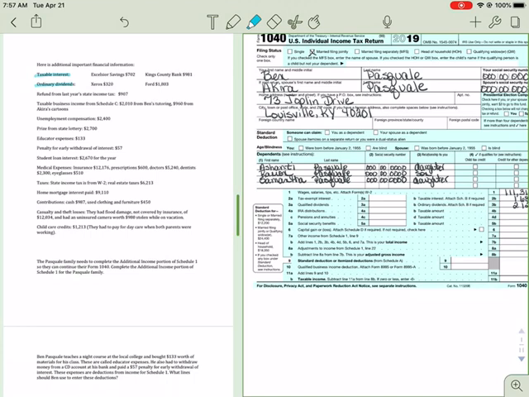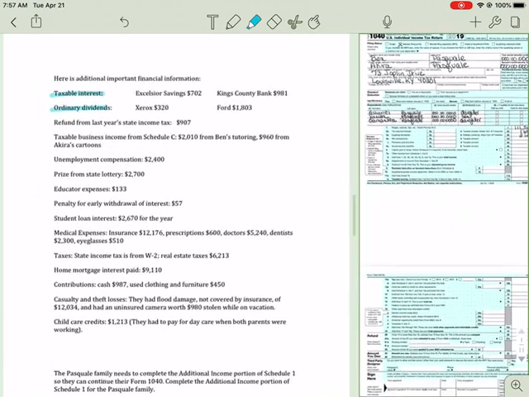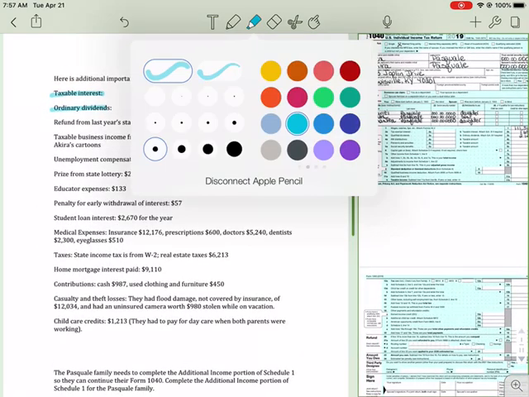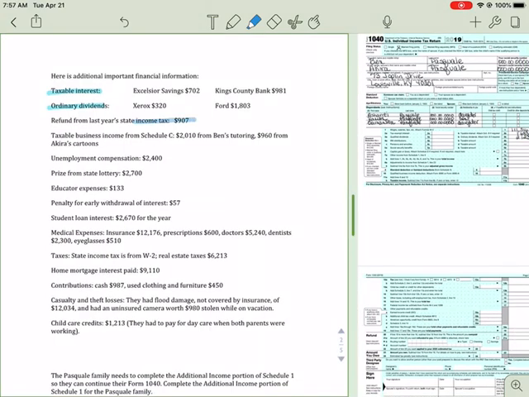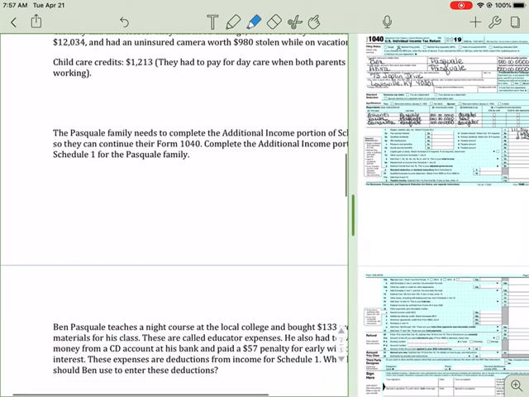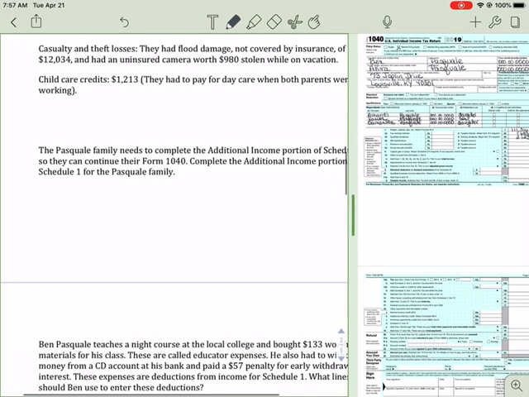Okay, so we're going to need to look at their Schedule 1. Now, we've been at Schedule 1 before, like the state lottery and so on and so forth, but they have additional stuff. So in the Schedule 1, we also have state income tax, taxable income from their schedules, unemployment, and a prize from the state lottery. Okay, so let's just write all that here.